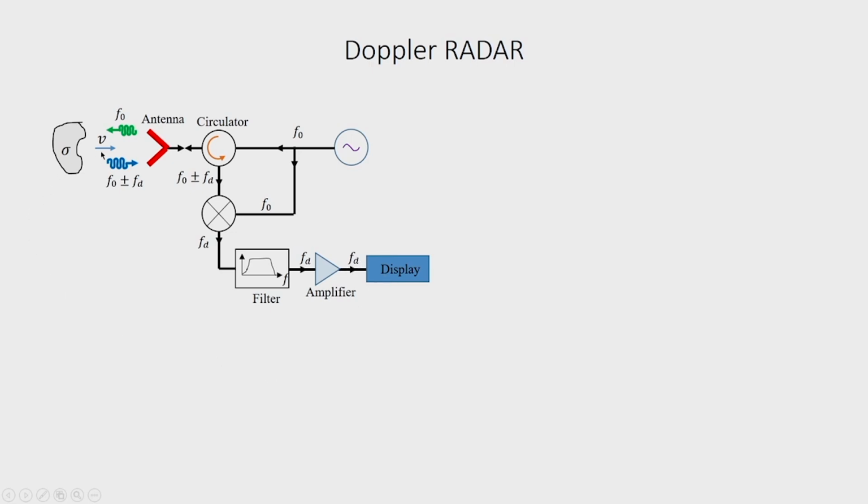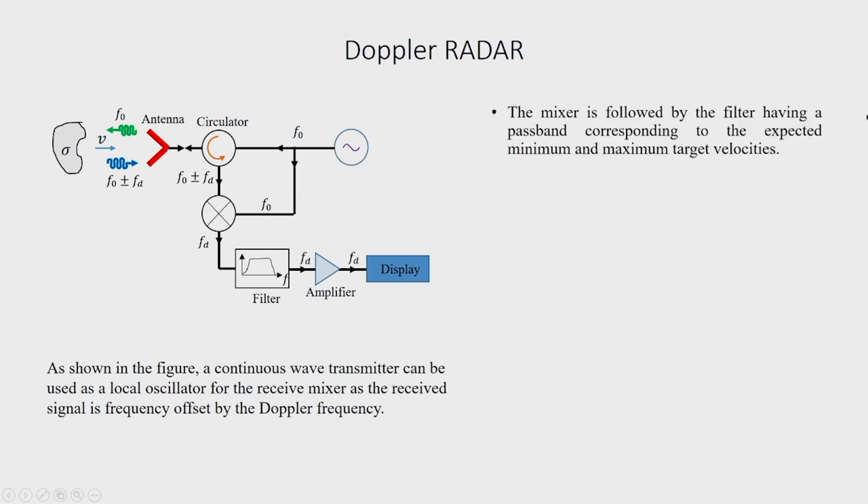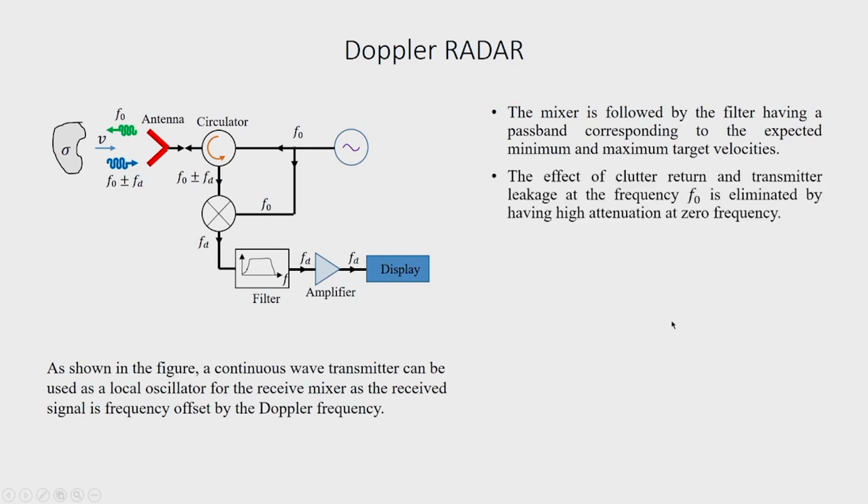We find that this Doppler shift f d is related to the velocity v of the target. So, a continuous wave transmitter can be used as a local oscillator for the receive mixer, as the received signal frequency is offset by a Doppler frequency. The mixer is followed by a filter having a passband corresponding to the expected minimum or maximum target velocities.